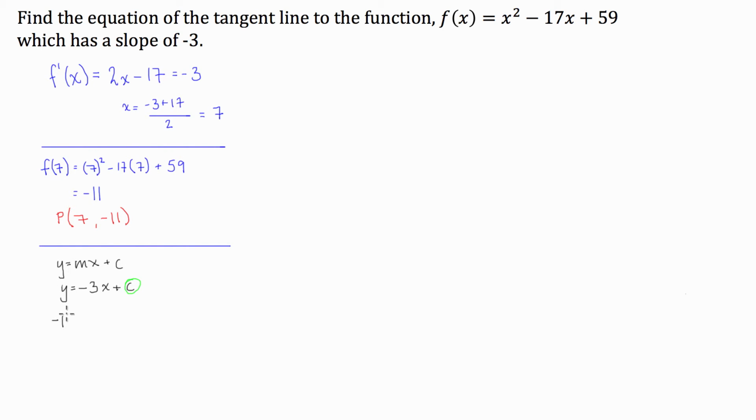So in substituting, we have -11 is equal to -3 bracket 7 plus c. So c then is going to equal -11 plus, because we're going to take it over to the other side, a positive 21, which equals 10. So now we basically have all the information we need.